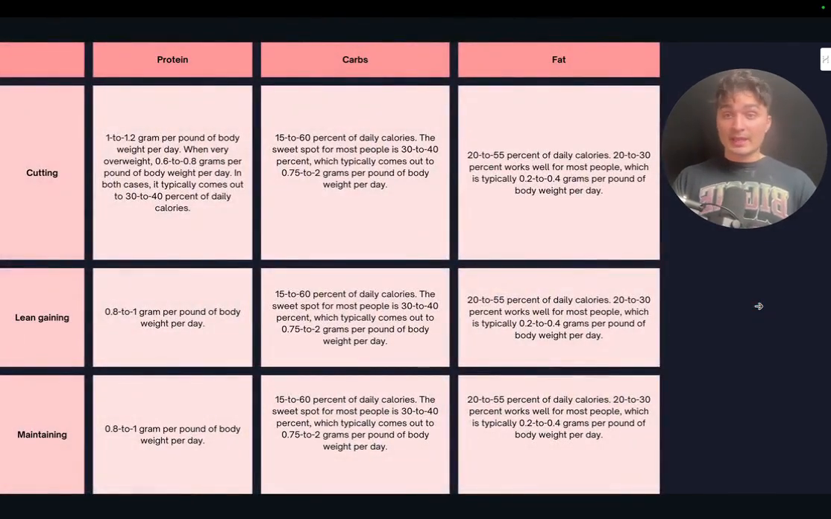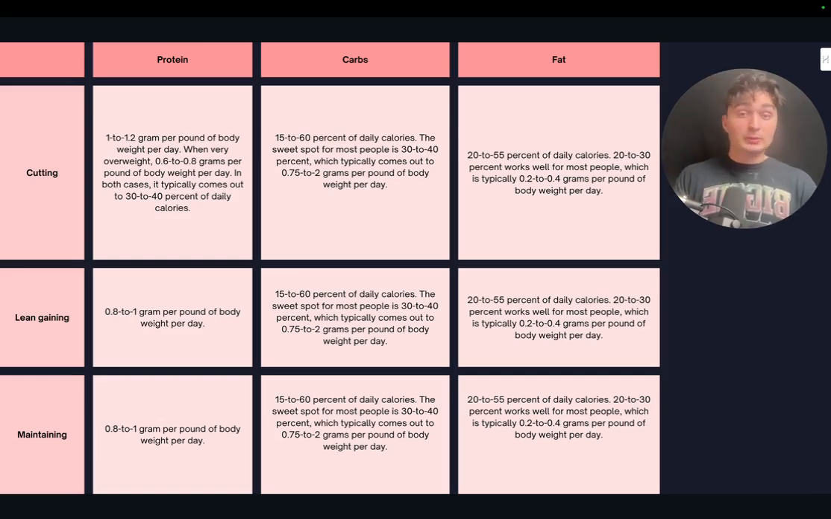Now, when it comes to protein, carbs, and fat, let me just reiterate what I mentioned last video. 1 to 1.2 grams per pound of body weight. Okay, if you're obviously obese, 0.6 to 0.8 grams per pound of body weight. That typically comes out to 30 to 40% of daily calories when cutting. When lean gaining, you can stick to 0.8 to 1 gram per pound of body weight per day. The same goes for main gaining, right? That's protein. Carbs can range from 15 to 60% of daily calories per day.